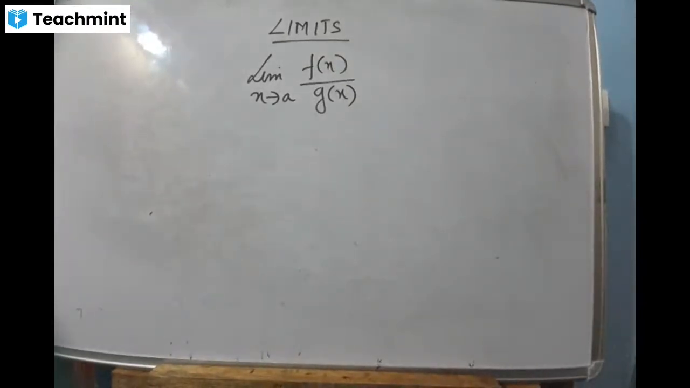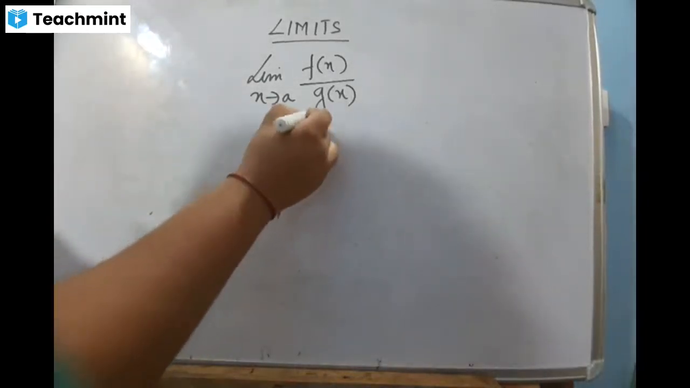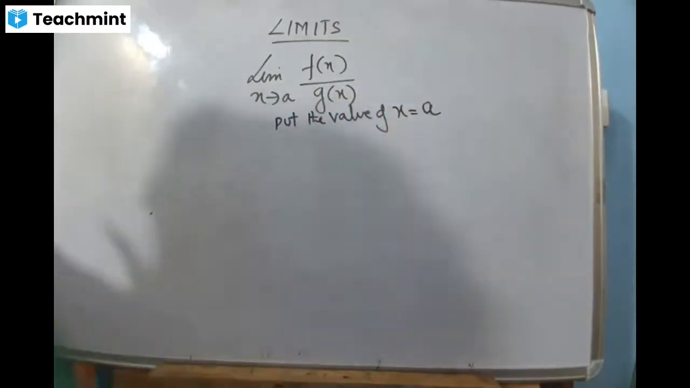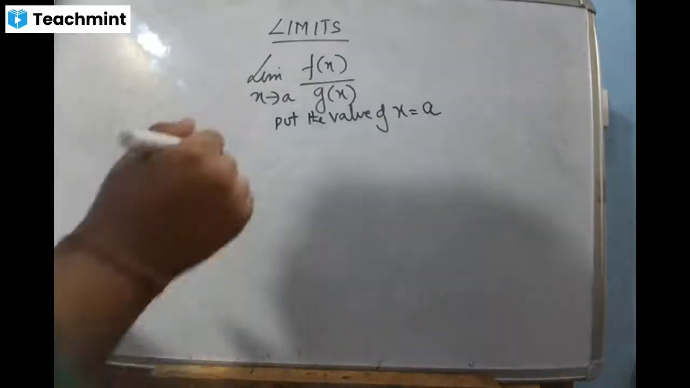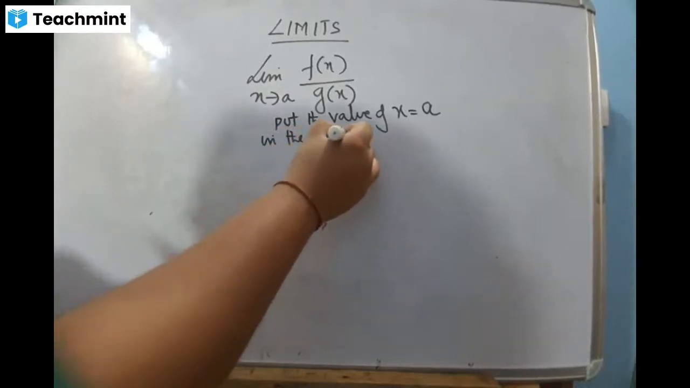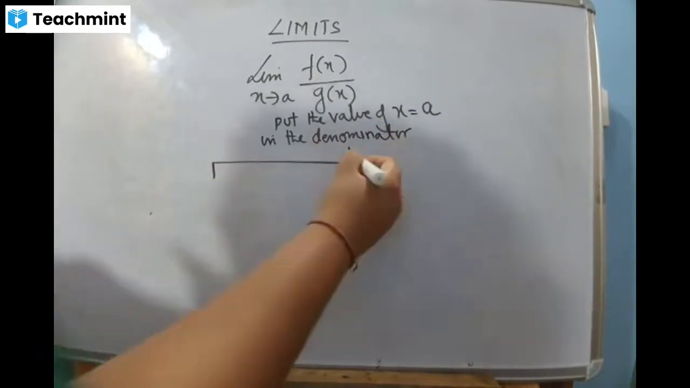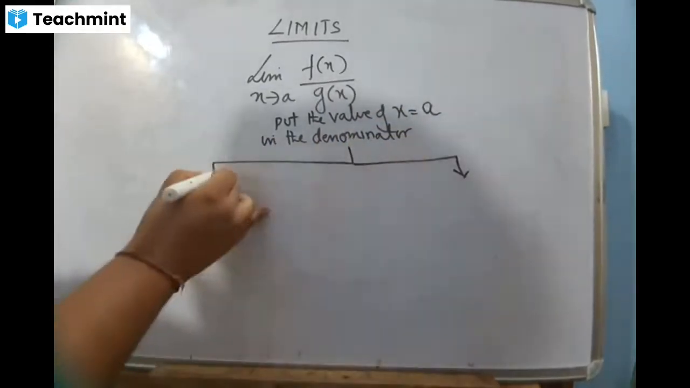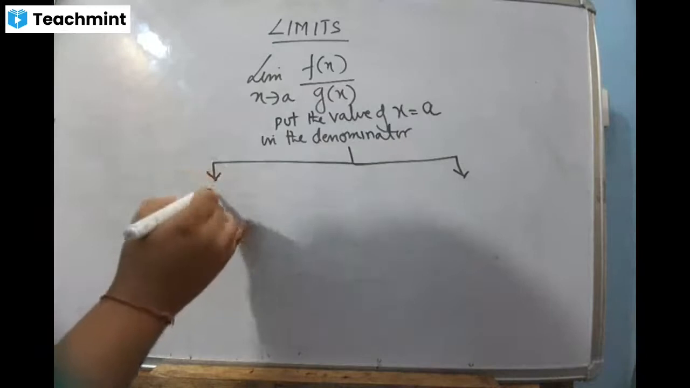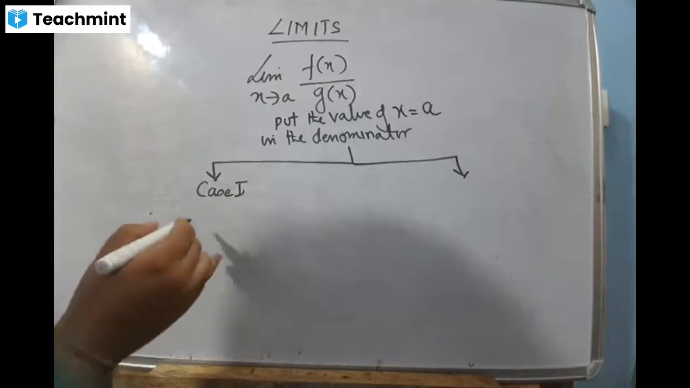So how are you going to solve a question on limit? We simply have to put the value of x equal to a, in the denominator first. You'll have two cases when you put the value of x equal to a in the denominator. Case 1: we are talking about the denominator, that means g.